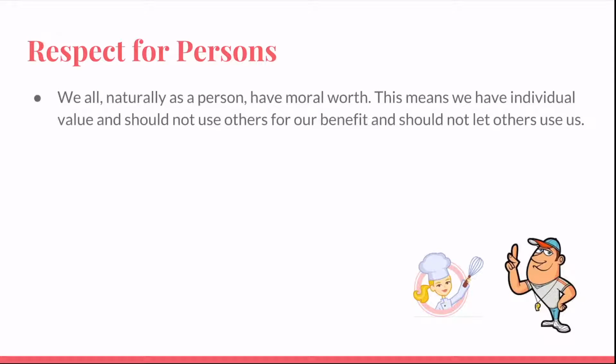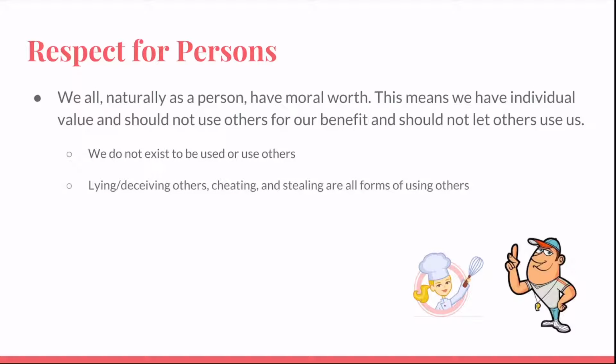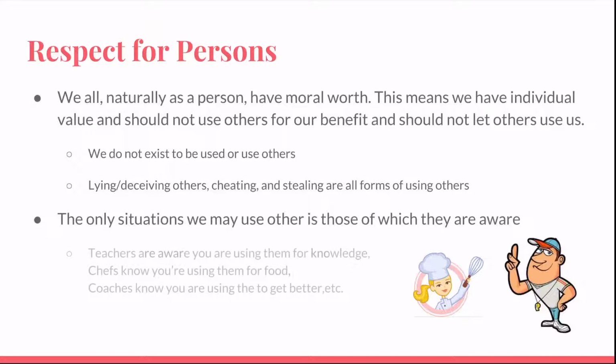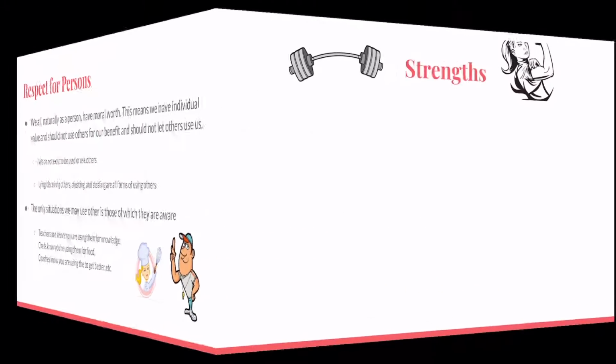We all, naturally as humans, have individual value and should not use others for our personal benefit and should not let others use us. We exist for more than to be used by others. Things like lying and deceiving others, cheating, and stealing are all forms of using others for personal benefit. We should only use others when they are aware, like teachers. Teachers know you are using them to gain knowledge. Chefs know you're using them for food. Coaches know you're using them to get better.